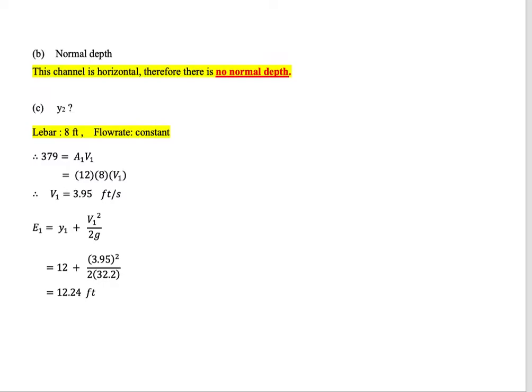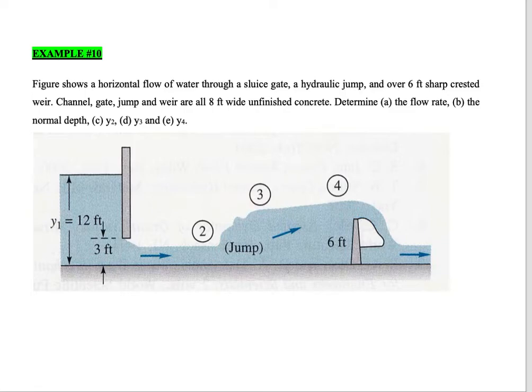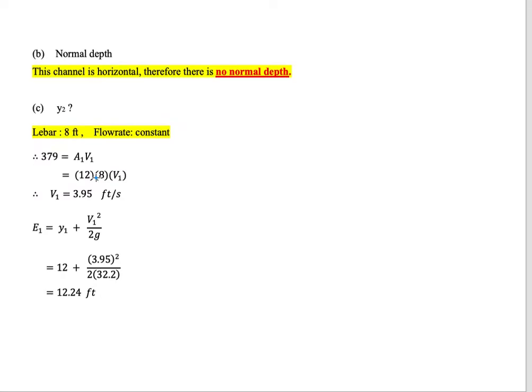For Y2 here, we have Y2 still before the hydraulic jump, which means the energy is still the same. So let's use the flow rate. From the calculation, we know that the flow rate is 379. So we could calculate the flow rate at location number 1. We have 12 times 8, and then we have V1. So we could calculate the velocity V1 is 3.95.